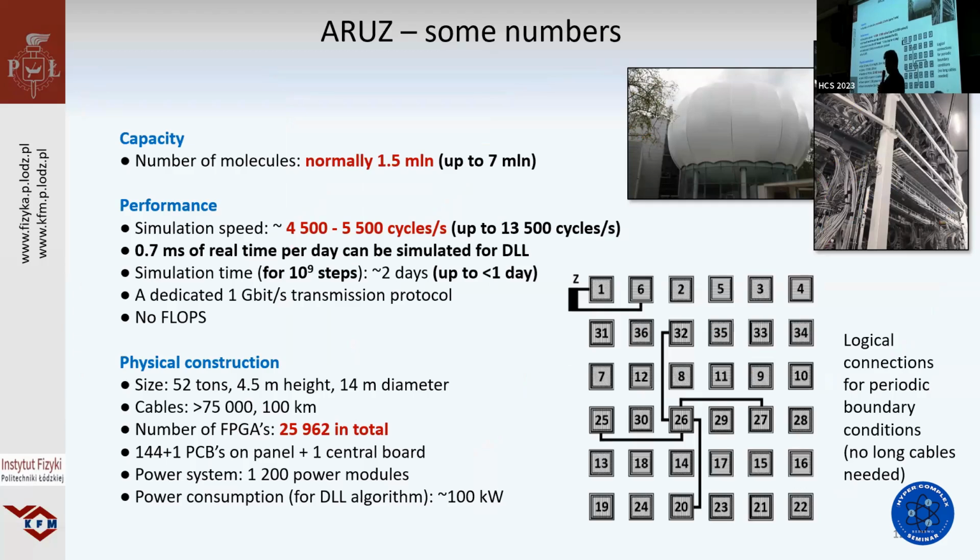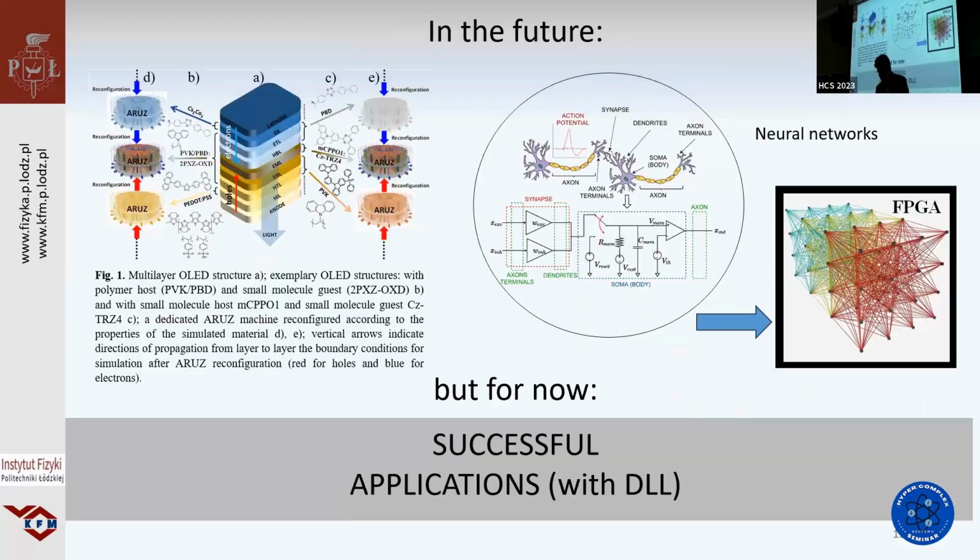Here is the logic of connection between panels. This is the so-called frog jump method. It is also used in supercomputers. In the future, we plan to use this machine, for example, to simulate optoelectronic systems. We are currently working on machine learning and neural network applications. Let's show a successful application in the field of molecular modeling of complex systems.